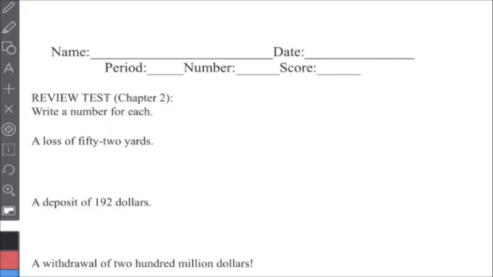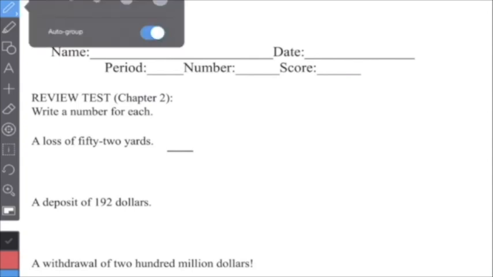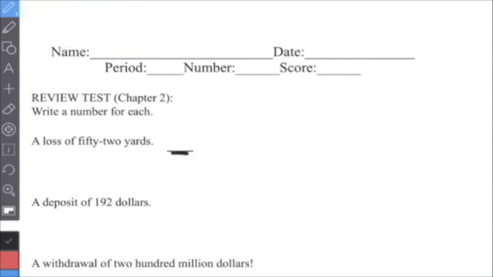Okay, boys and girls, this is our review for Chapter 2. So let's look at a couple of these problems here. First of all, we have write a number for each one. So it's a loss of 52 yards. If it's a loss, it's a negative. So it's a loss, which is a negative 52, and then you need a label, so it's yards.